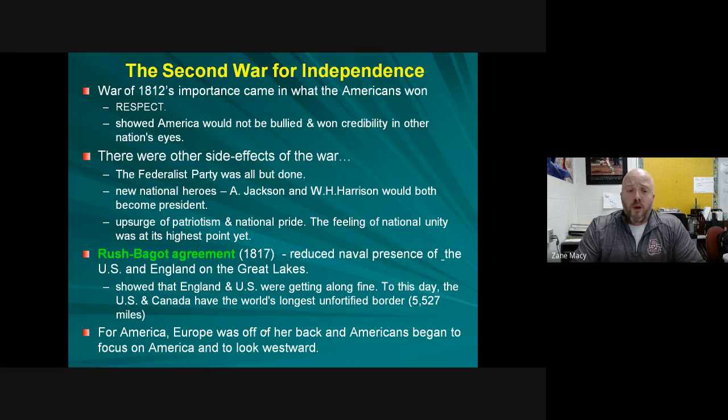Even though we didn't win land, and we weren't paid money by the British, there was the respect that we gained. Because this was such a significant victory for what would still be considered a young nation, you see a huge surge in American pride, in patriotism, national pride. This was probably the tightest feeling of national unity that our country had had up to this point, even more so than the American Revolution.